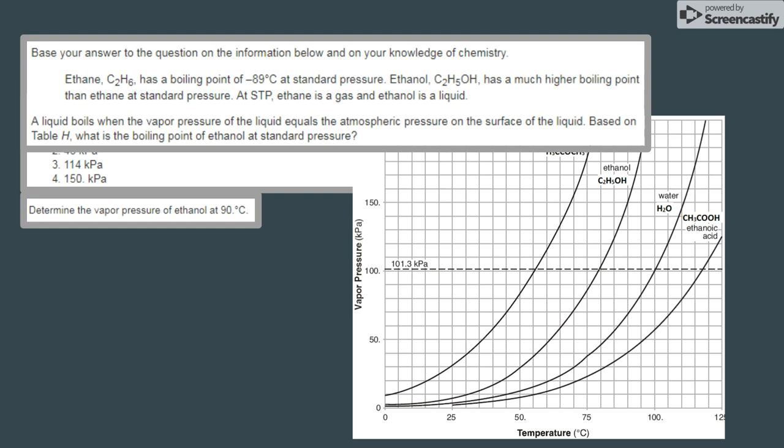So for problems like this, you need to figure out at what point ethanol boils at standard pressure. And it tells you that this occurs when its vapor pressure is equal to the atmospheric pressure. So if the atmospheric pressure is standard pressure, you should be locating standard pressure on the y-axis and then finding the corresponding ethanol curve. Look at the graph and see if you can find it.